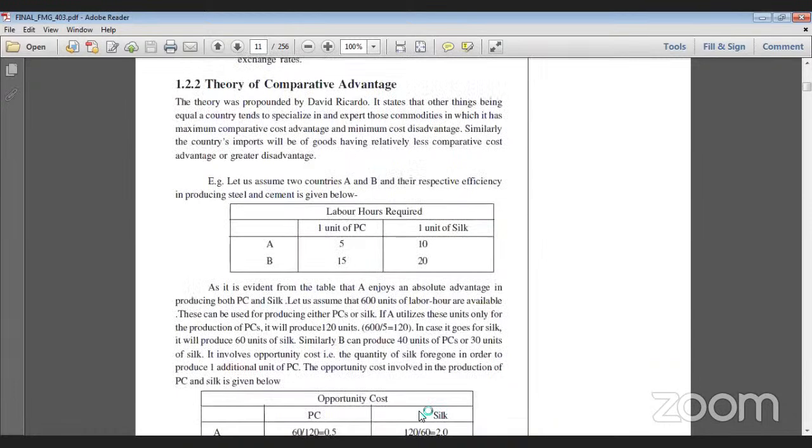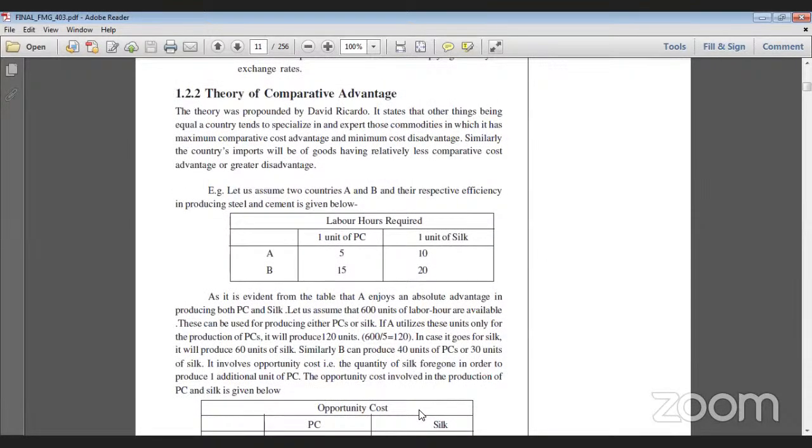The theory of comparative advantage was proposed by David Ricardo. It states that, other things being equal, a country exports the commodity in which it has maximum comparative cost advantage and minimum cost disadvantage. Similarly, the country imports goods having relatively less comparative cost advantage and greater disadvantage.